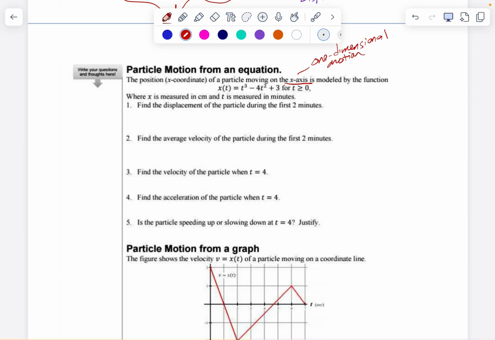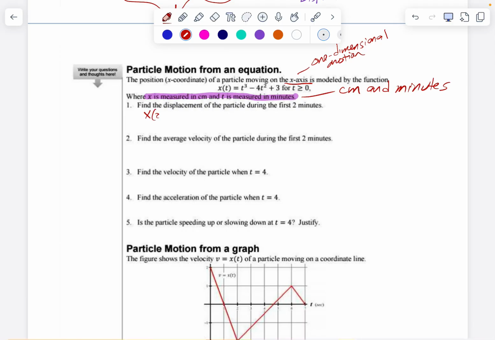Before I actually read that, it is important to note the units. So we're dealing with centimeters and minutes. Sometimes it might even be helpful, especially if you're doing an FRQ, to make that note, because if you put the wrong units, you've done some work and lost points. So centimeters and minutes here. All right, find the displacement during the first 2 minutes.